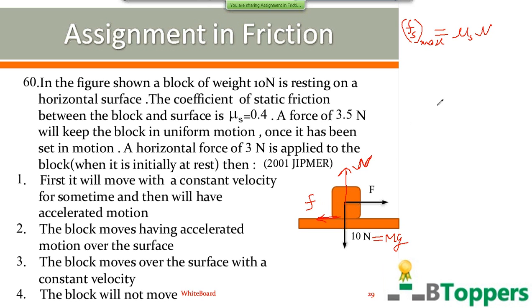The block starts moving only when the magnitude of the horizontal force applied on the block is more than the limiting friction. The magnitude of limiting friction is nu s into N, because the block has no motion in the vertical direction. Here N equals mg in magnitude. Nu s is 0.4, mg equals 10 newtons. So the maximum value of the force of static friction, or limiting force of friction, between the two surfaces in contact is 4 newton. That means the block starts moving only when the horizontal force applied on the block is greater than or at least equal to 4 newtons.